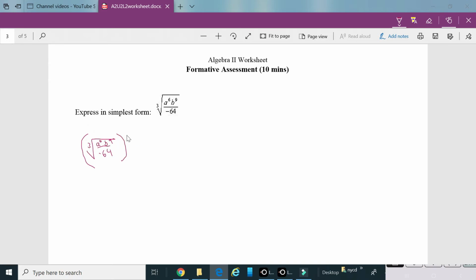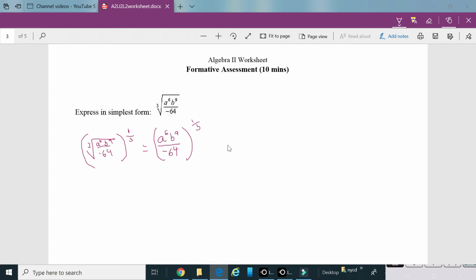So that 3 is on the outside. So what's going to happen? It's going to go in the denominator. And since there's nothing here, it's going to be 1/3. So the new equation is going to be a to the 6th power, b to the 9th, multiplied by negative 64. And don't forget that fractional exponent is going to be to the 1/3.